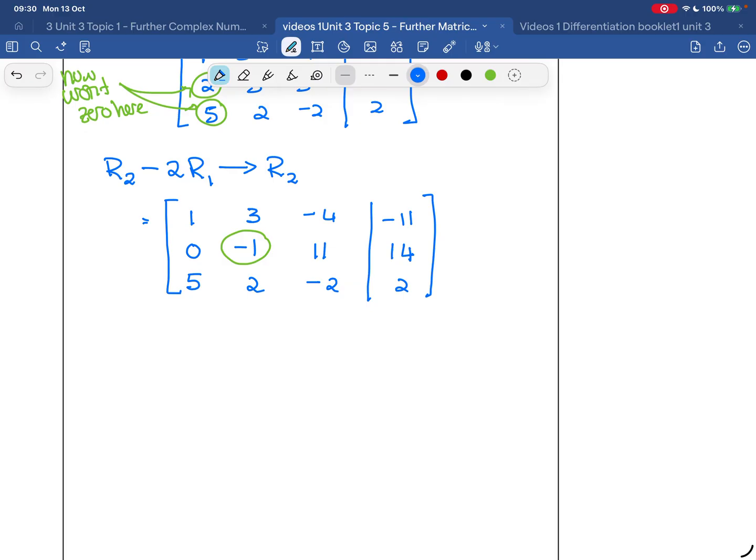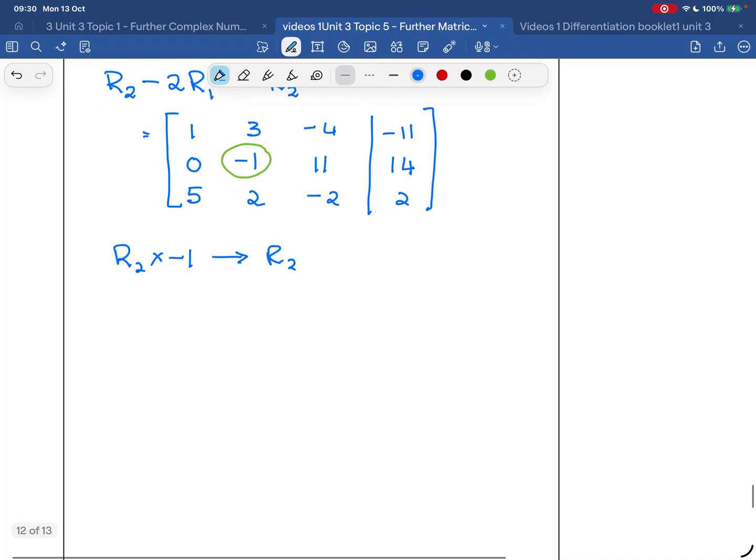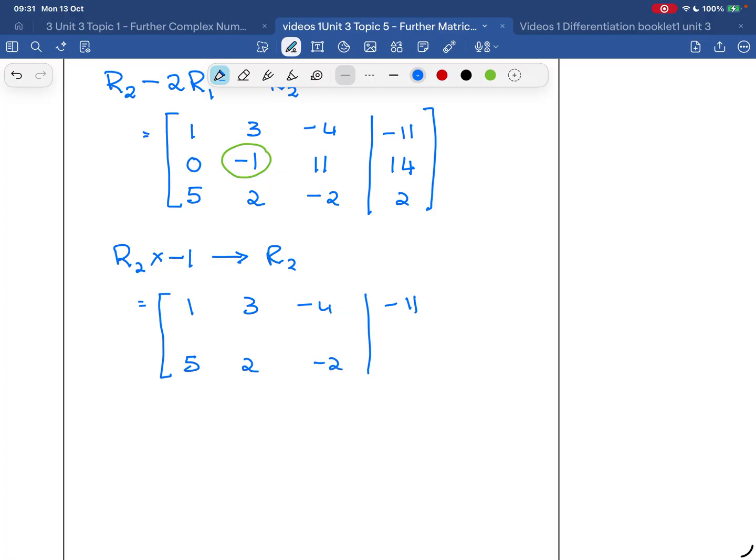Okay, so let's do that. I'm going to say row 2 times negative 1, and I'm putting it back into row 2. So what I've got now is 1, 3, negative 4. I'm not changing row 1. I'm not changing row 3. And what I'm doing to row 2 is I'm just multiplying it by negative 1. So I change the sign on all of my variables, or my numbers.